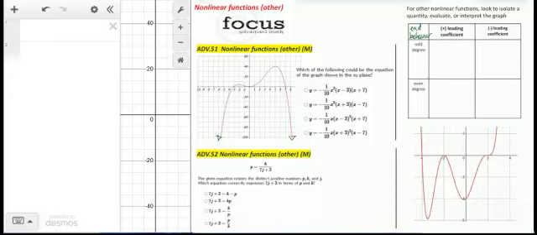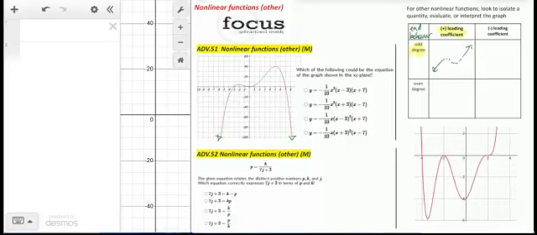So for non-quadratic functions, or for nonlinear functions that are not quadratic functions or exponential functions, really what you need to be familiar with is the end behavior. So for any odd degree polynomial function with a positive leading coefficient, the graph is going to go down to the left, up and to the right.